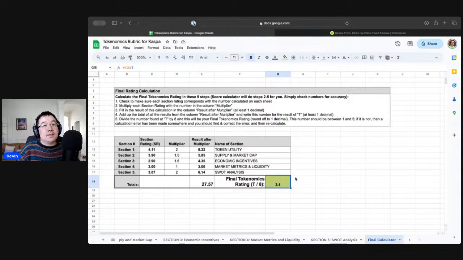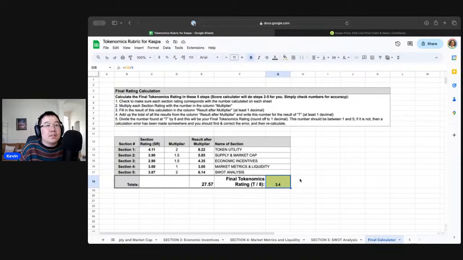Is it the best tokenomics? No. There's a lot of things that are not perfect. Then again, do we expect Kaspa's tokenomics to be amazing? No, that's not fair to expect that. Other projects, even the biggest projects, do not have perfect tokenomics. So I think that I would be happy with this rating.